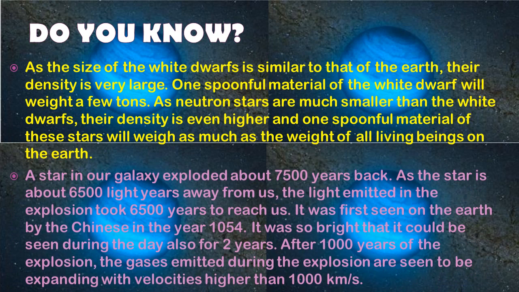And a star in our galaxy exploded about 7500 years back. As the star is about 6500 light years away from us, the light emitted in the explosion took 6500 years to reach us, and it was first seen on the earth by the Chinese in the year 1054 AD. It was so bright that it could be seen during the day also for 2 years, and after 1000 years of the explosion, the gases emitted during the explosion are seen to be expanding with velocities higher than 1000 km per second.